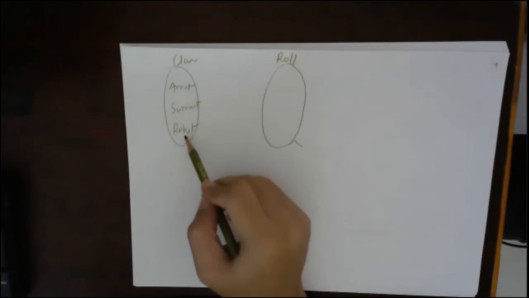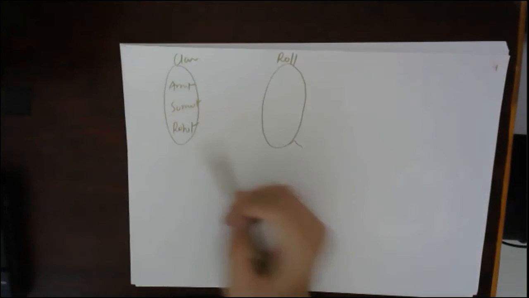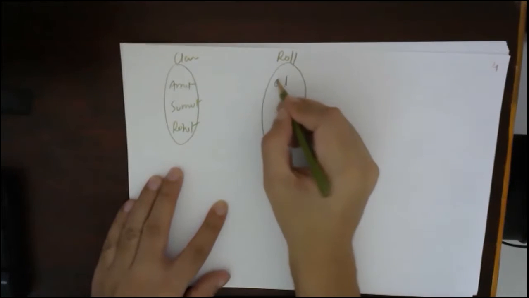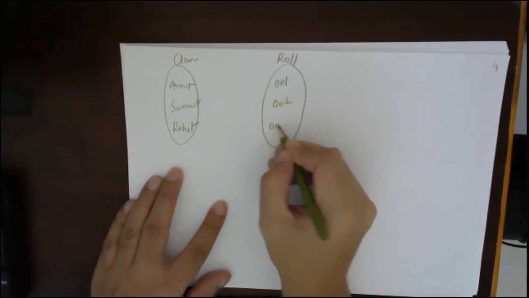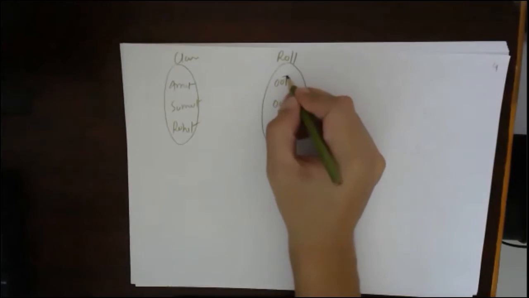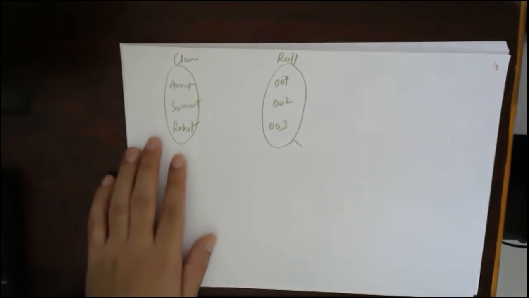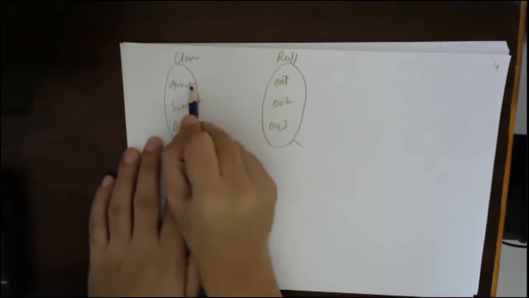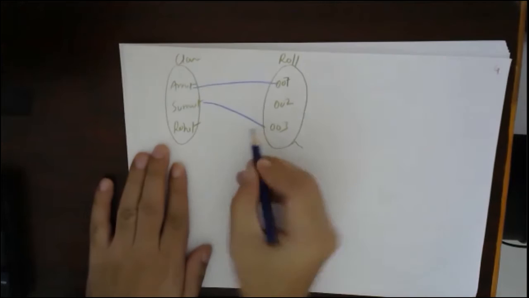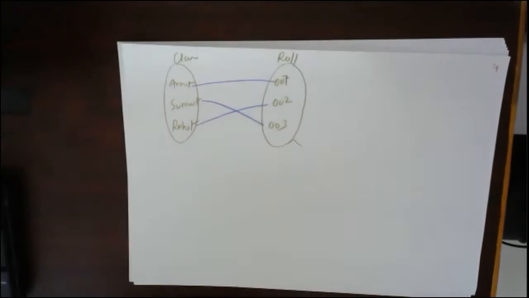So these are the three elements: Amit, Sumit, and Rohit. Right? These are three people, and the roll numbers could be 001, 002, and 003. Or I will give 007. So the class teacher said Amit should get roll number 007. So Amit got 007, Sumit got 003, and Rohit got 002.